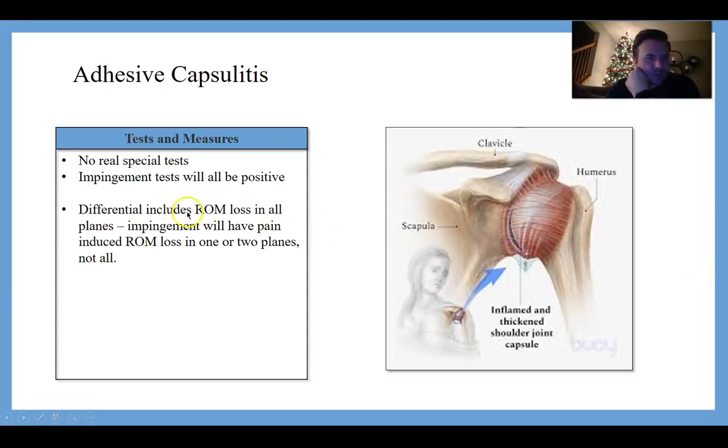For tests and measures, there's not really any special test, but all impingement tests will be positive. The differential really is range of motion loss in all planes. Impingement, to differentiate, will have pain-induced range of motion loss in 1 or 2 planes, but not all planes of motion like true adhesive capsulitis. So basically the takeaway here is if you have a middle-aged female with diabetes or thyroid issues that has shoulder pain, you're thinking adhesive capsulitis right away.